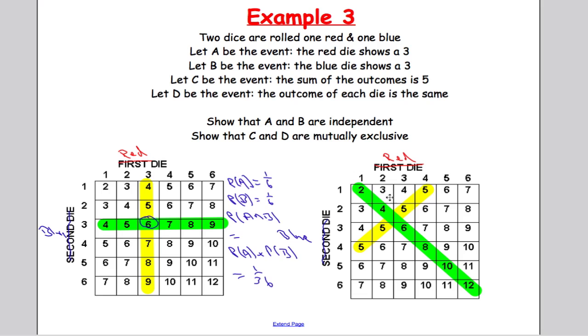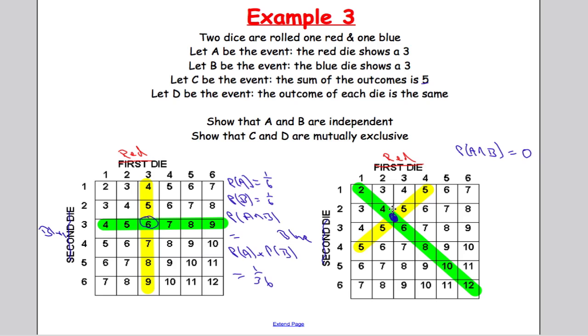Now, if we want to show that C and D are mutually exclusive, we can actually see it here in the diagram. Because they don't cross at any common place, that means there are no outcomes in common. In other words, the probability of C intersection D equals 0. So the probability of C and D happening at the same time is 0. And if we think about it, there's absolutely no way to get a score of 5 if you roll 2 die and have both die with the same number, because if we add two numbers that are the same, we're always going to get an even number. 5 is an odd number, so it cannot happen.